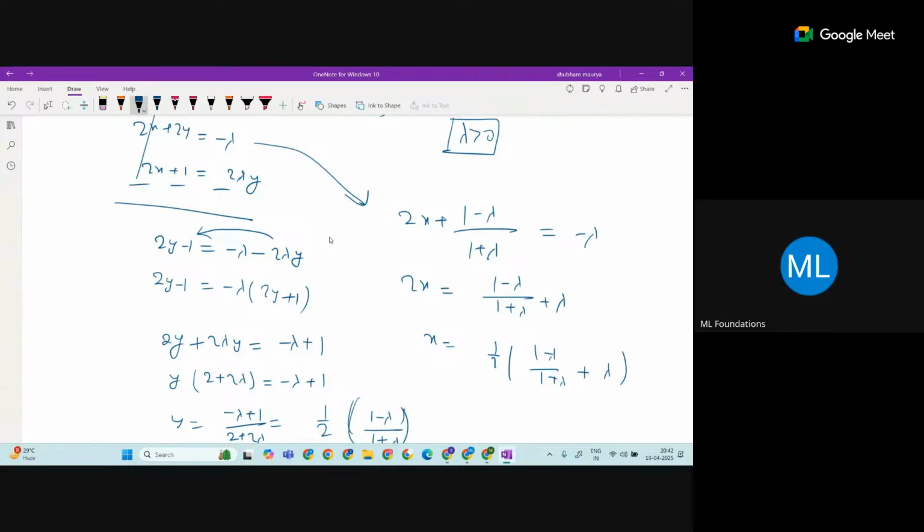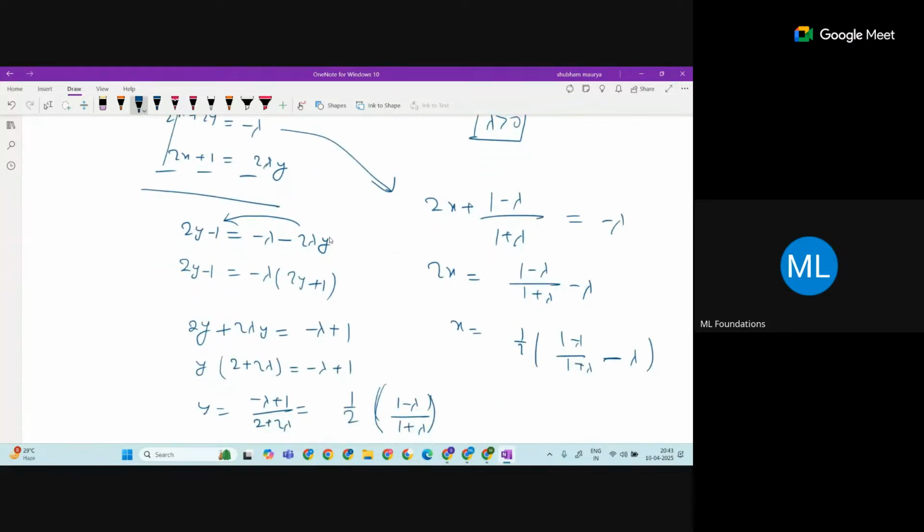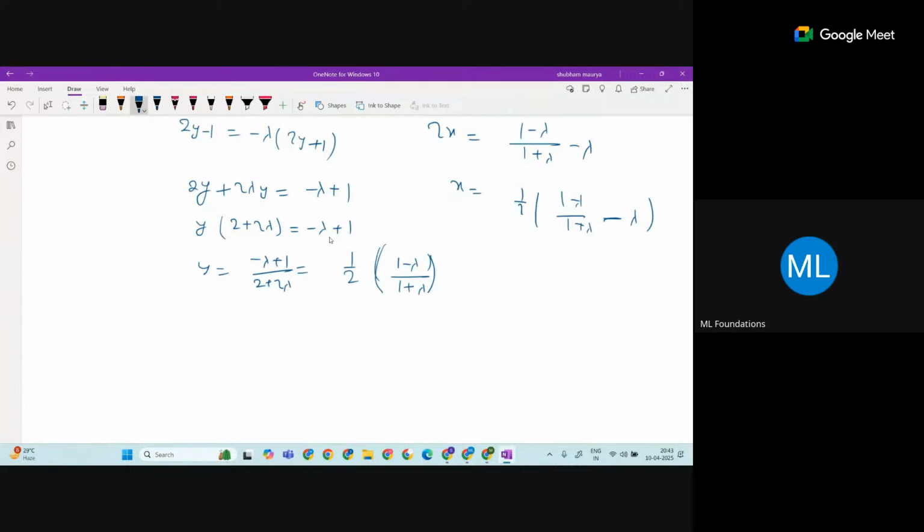Minus 2x, so (1 minus lambda) upon (1 plus lambda), minus lambda, right? No, it will be plus only. Yes, the whole square is minus. Now it is correct. So if you get the lambda value, then we will get x and y.